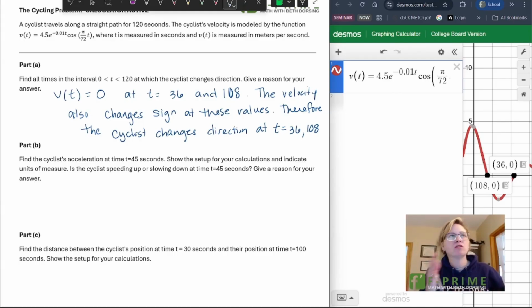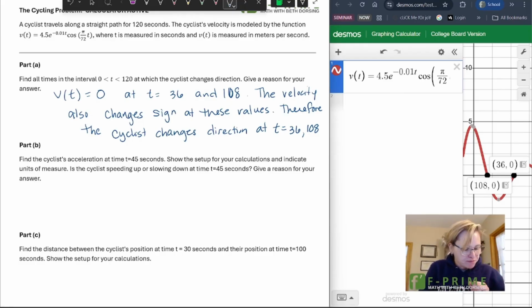If you're giving general information about an x-intercept, make sure that you're referring to v of t and saying v of t has x-intercepts at 36 and 108, but you also then need to give a second piece of information. Usually when we justify anything, 2 pieces of information is your general rule of thumb for most justifications. You need the derivative, or in this case the velocity, which is the derivative of position, to be 0, and then you need to show a sign change. So 2 things for every justification.